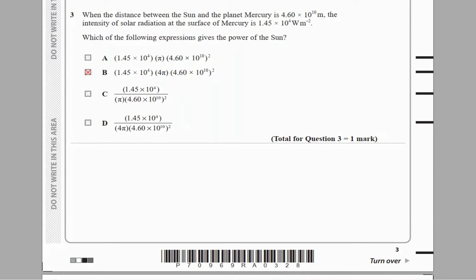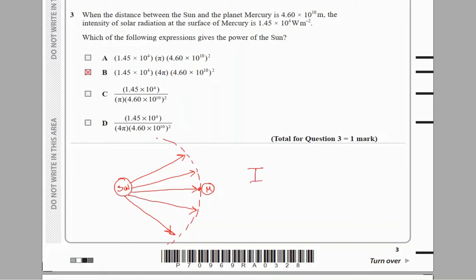It's better if I just draw the Sun and the Mercury. Let's say this is the Sun, and let's say this is Mercury. What's happening is Sun is shining light in this direction, as in all directions. Basically, it's creating a sphere of rays like this. So how do I find out intensity when you have a point source? So here Sun is acting like a point source.